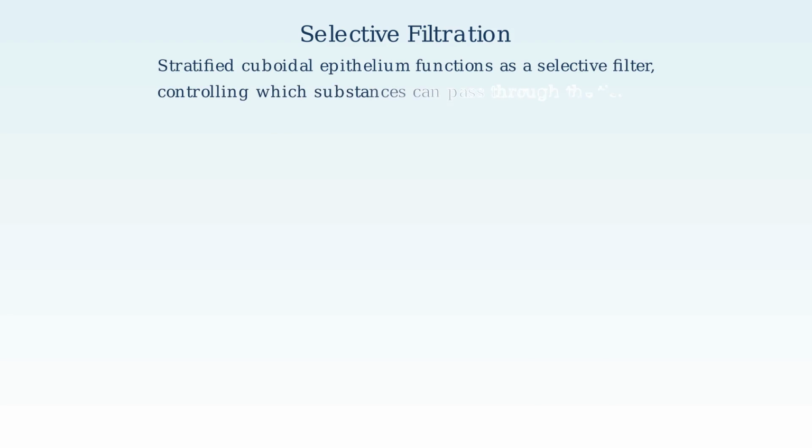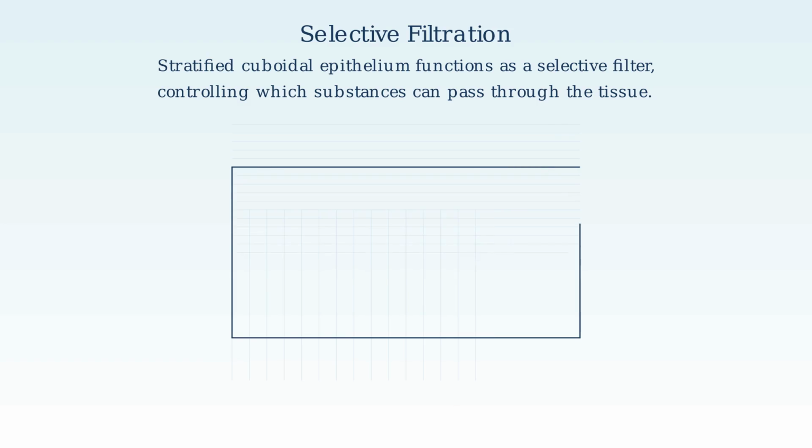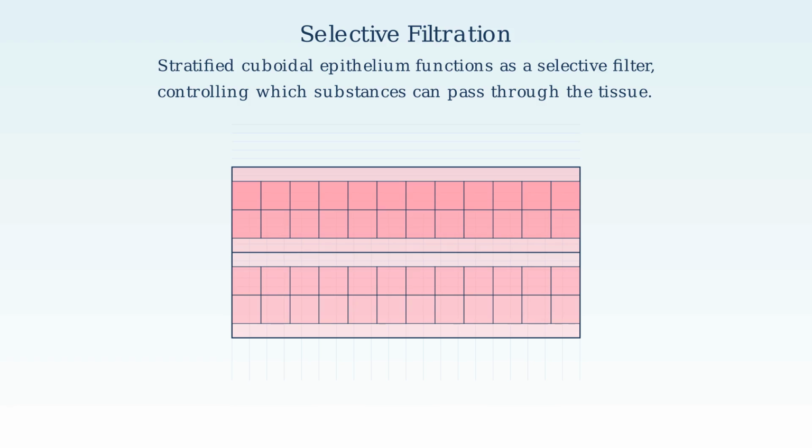Stratified cuboidal epithelium serves a crucial role in selective filtration. This specialized tissue acts as a selective barrier, controlling which substances can pass through based on their size and properties. The epithelium is arranged in multiple layers of cuboidal cells. Each layer plays a role in the selective filtration process.